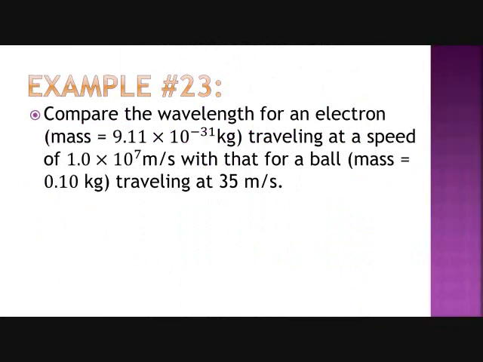Compare the wavelength for an electron that has a mass of 9.11 times 10 to the negative 31 kilograms, traveling at a speed of 1 times 10 to the 7th meters per second, with that of a ball that has a mass of 0.10 kilograms, traveling at 35 miles per hour.